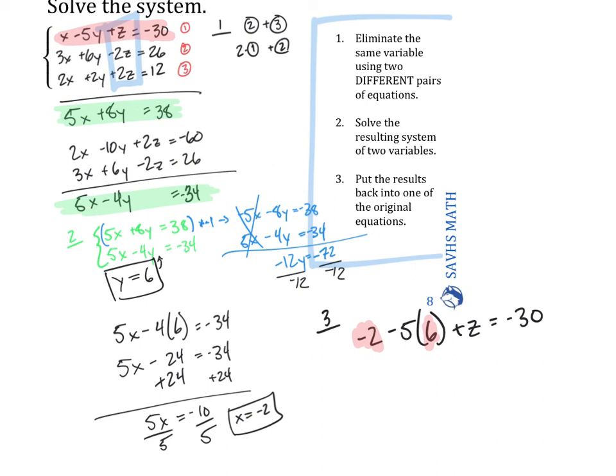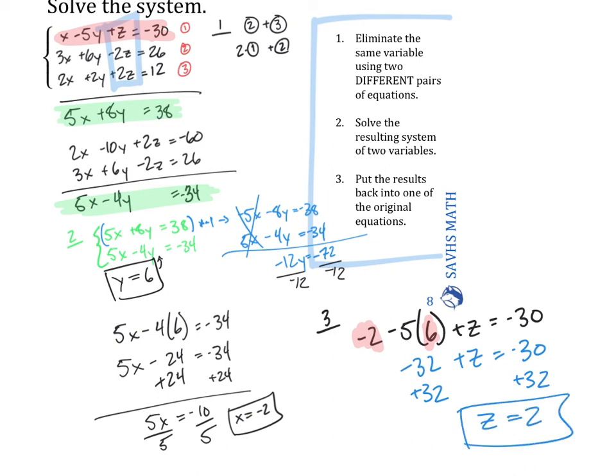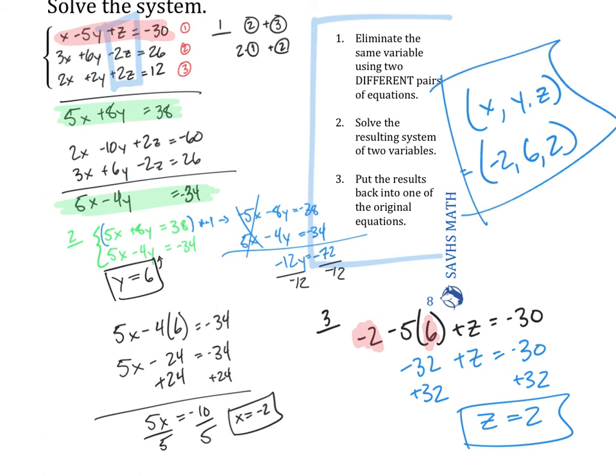So let's combine like terms. 5 times 6 is 30. So negative 2 minus 30 is negative 32. Plus z equals negative 30. Add 32. Add 32. I get z is 2. That's nice. Okay, so now let's rewrite our answer in x, comma y, comma z. So my answer is negative 2, 6, 2. There it is.